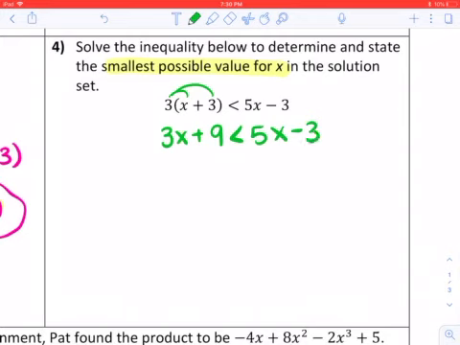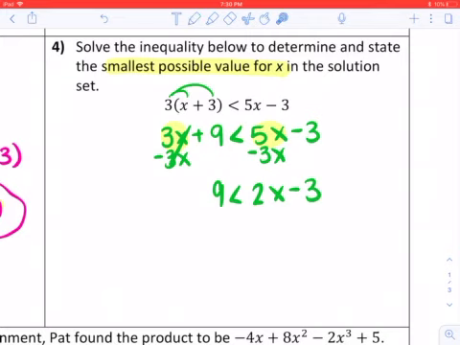Now I want to get the x's on the same side. I have a 3x on the left and a 5x on the right. I am going to subtract 3x because that's the opposite of a positive 3x. I get 9 is less than 2x minus 3.